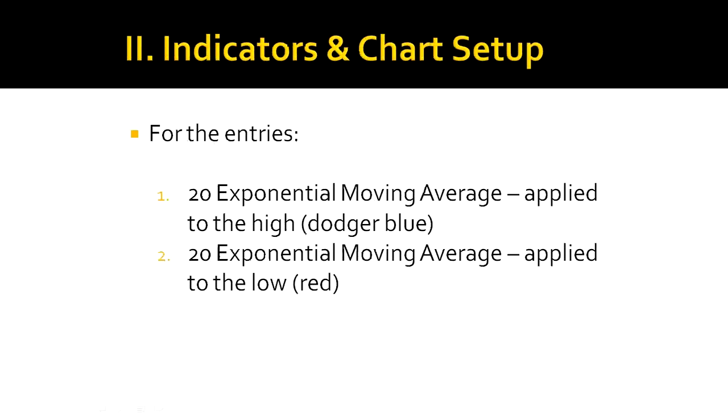Now we're going to get right to the indicators and the chart setup. For the entries, we are going to put on our chart a 20 exponential moving average channel. So we are going to have a 20 exponential moving average applied to the high, not the close like we normally do. This would be applied to the high of the price. We're going to make this a light blue, Dodger blue. And then a 20 exponential moving average applied to the low, the red color. So this is going to give us a channel. Now this is what we're going to use for our entries and our initial stop loss.